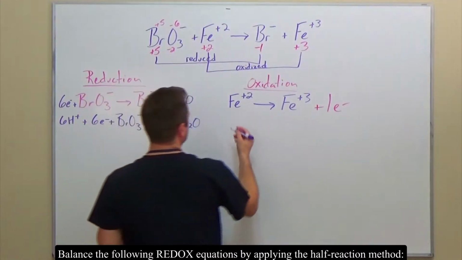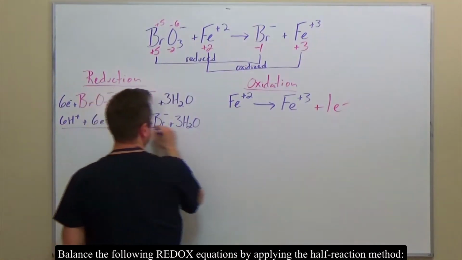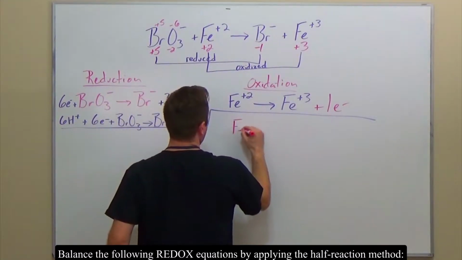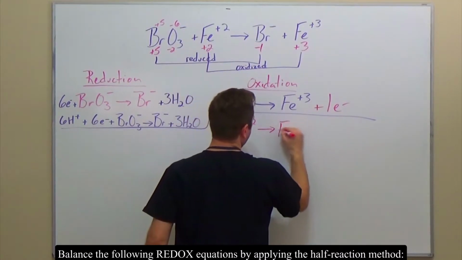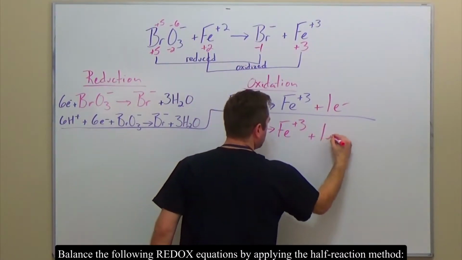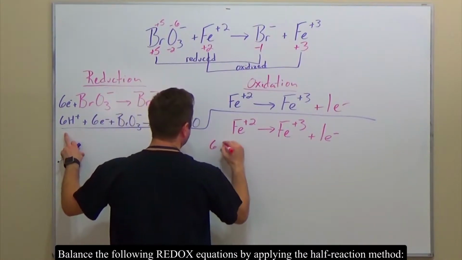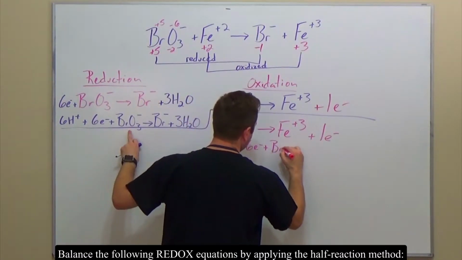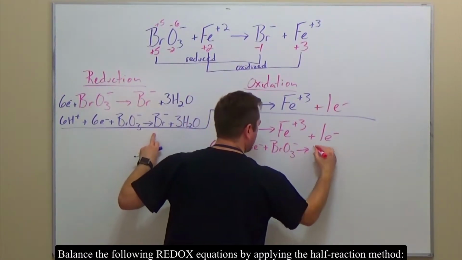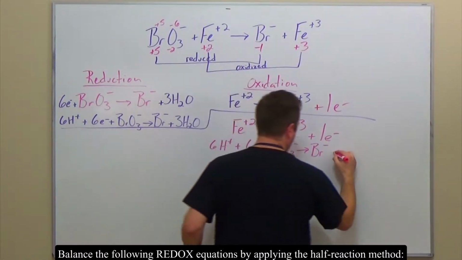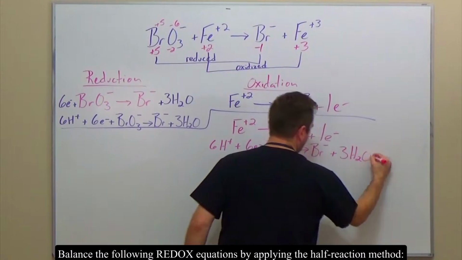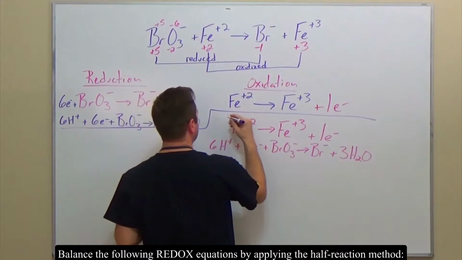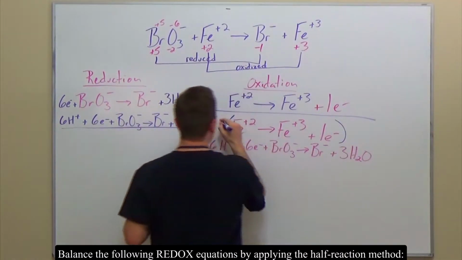So let's do it. I'll go ahead and set it off and rewrite it. So let's go. Iron 2 yields iron 3 plus the 1 electron. Okay, over here we have 6 hydrogen ions plus 6 electrons plus the bromate ion yielding the bromide ion and 3 water. Okay, let's focus on the electrons. Here we have 6, here we have 1. All we need to do is distribute 6 across the board, across this whole half reaction.